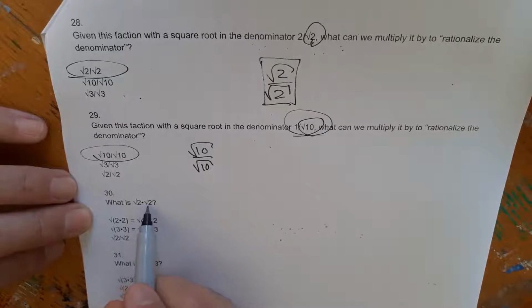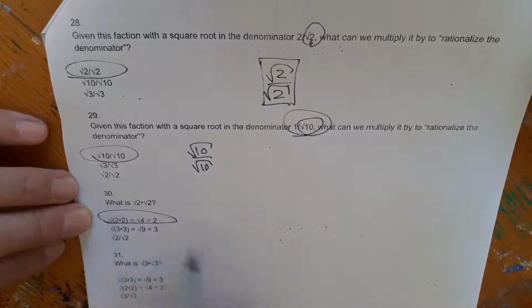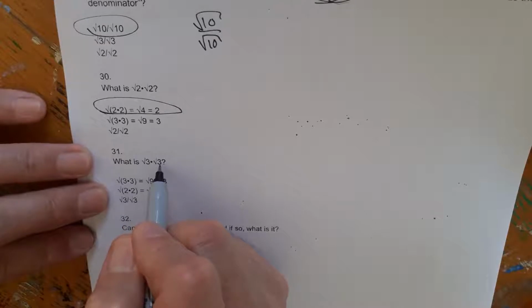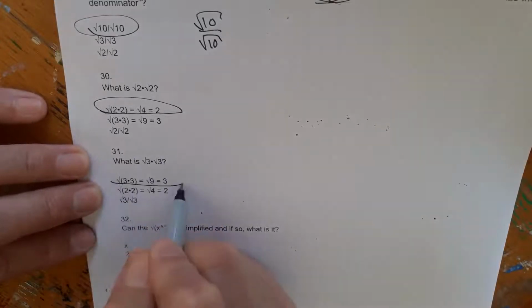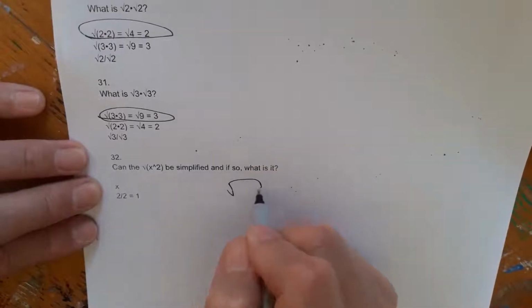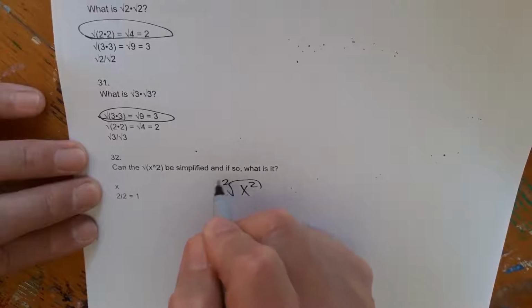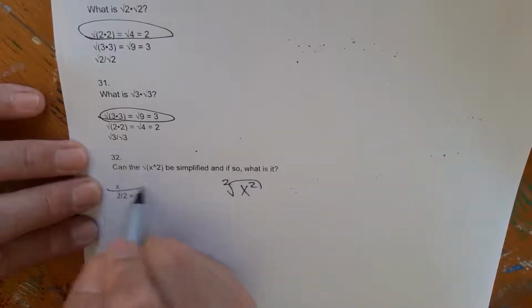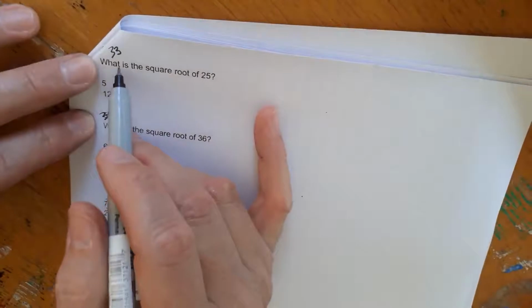What is square root of 2 times square root of 2? It's square root of 4. They just multiply, and the square root of 4 is 2. What is square root of 3 times square root of 3? Is square root of 9, and square root of 9 is 3. Can square root of x squared be simplified? Yes, the square root of x squared. This one's got a 2 power on it, and if we don't write it, the default is 2, or a square root, or a 2 root. The 2 root cancels the power 2, and you get back to x. And this looks like a bunch of these from 33 on.